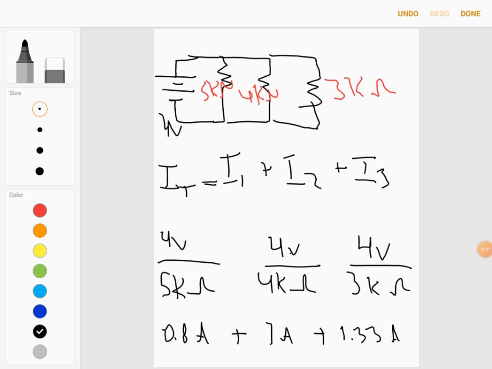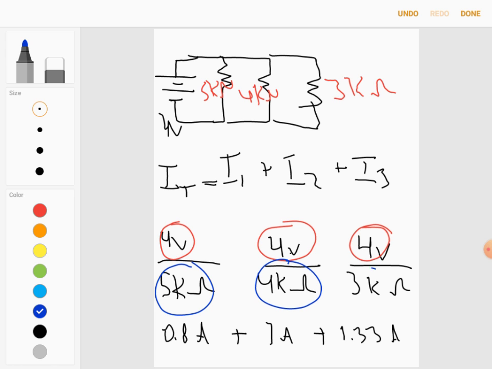So this is what I ended up with. The V1, V2, and V3 are all the same. We're one step ahead because they all equal the same in a parallel circuit. And then the bottom was just the 3 resistors, which was 5K, 4K, 3K. And we divided those, and I got 0.8 amps, 1 amp, 1.33 amps.